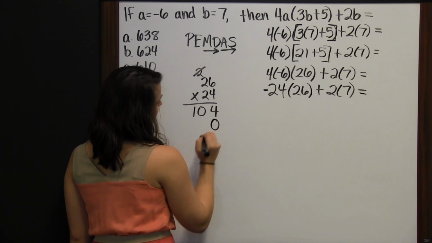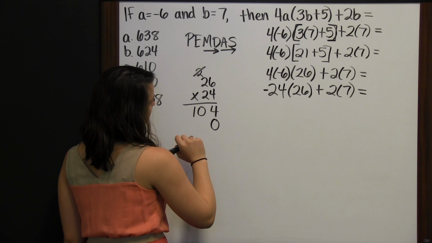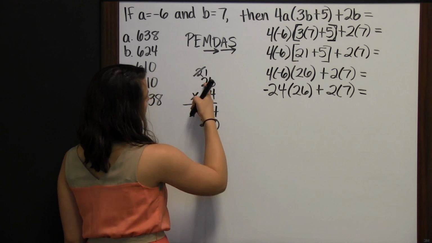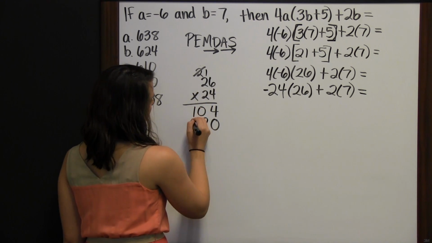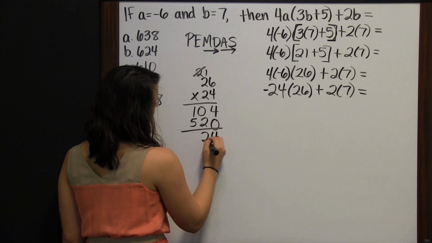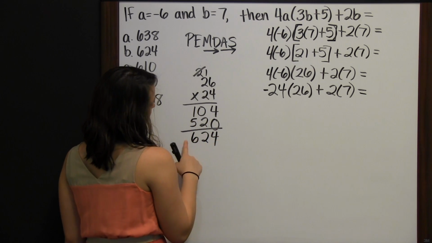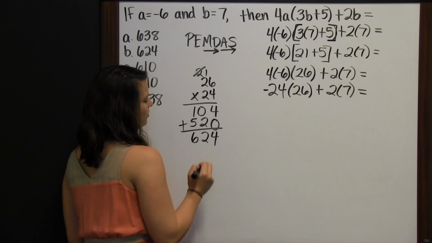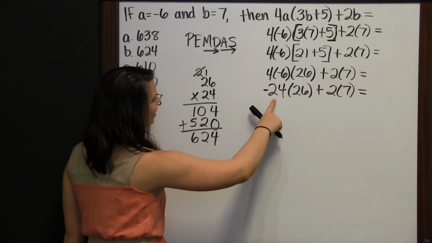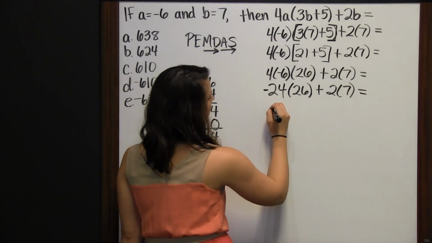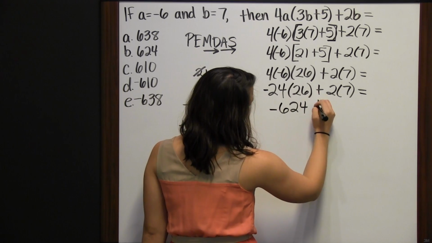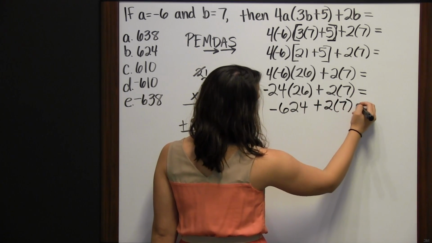And then we use a 0 placeholder so we can move on to the 2. 2 times 6 is 12, write the 2, carry the 1. 2 times 2 is 4, plus 1 is 5. 4 plus 0 is 4, 0 plus 2 is 2, 1 plus 5 is 6. 624, and that's after we added. But it was a positive 26 times a negative 24, which means it's a negative 624 plus 2 times 7.